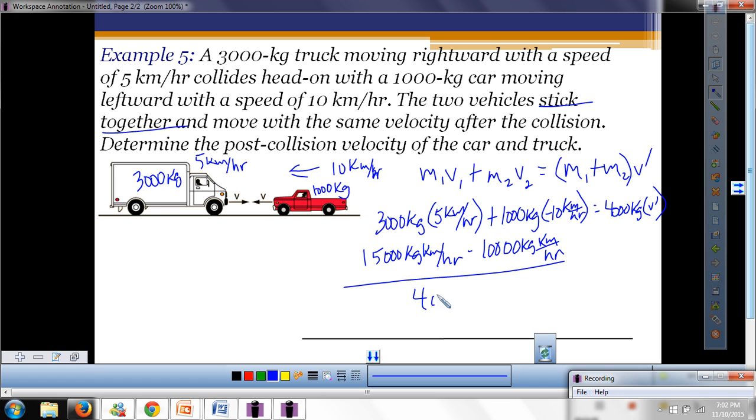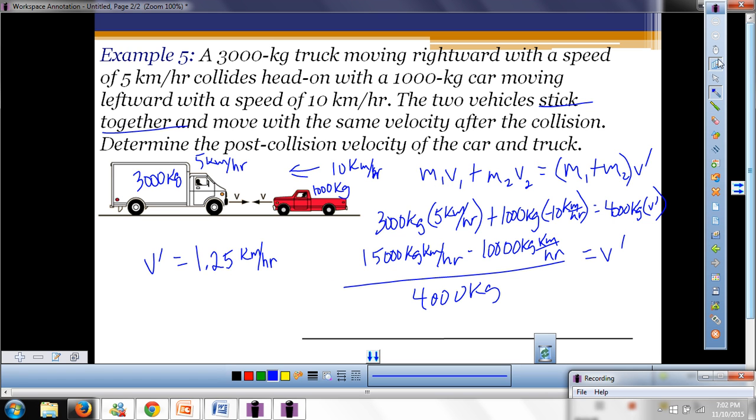Divided by 4,000 kilograms gives me their common velocity V prime. So it looks like to me it's going to be 5,000 divided by 4,000, which is the same thing as 5 over 4, which tells me that V prime is 1.25 kilometers per hour. It's positive, which means the big truck shoves the little red truck to the right. That's all there is to it.